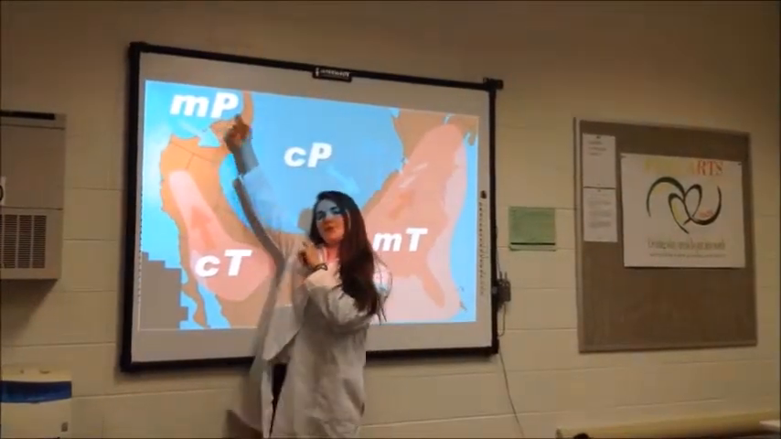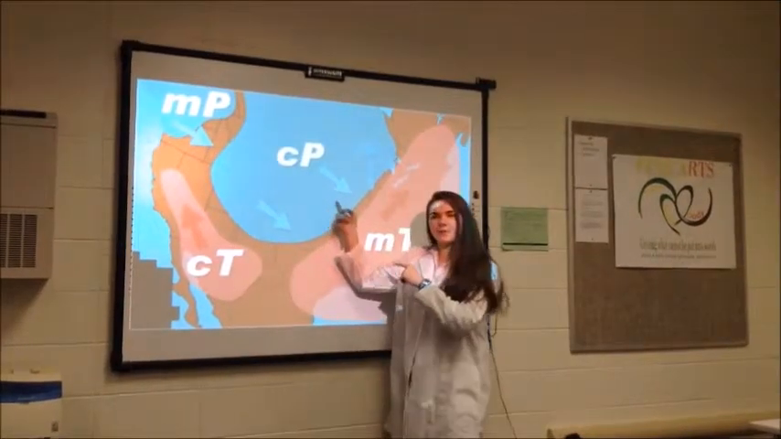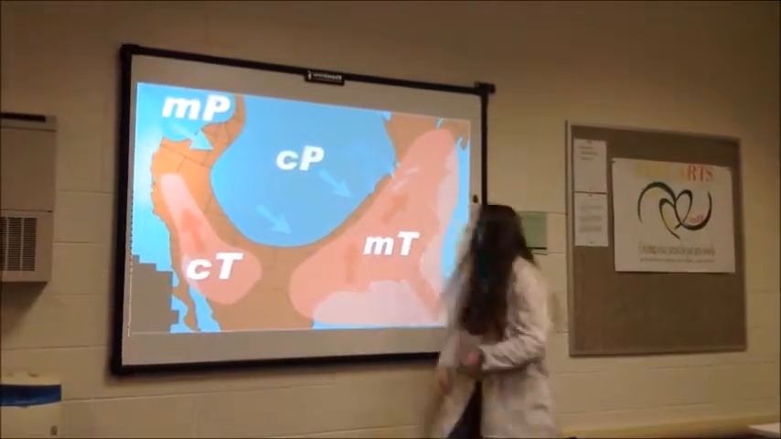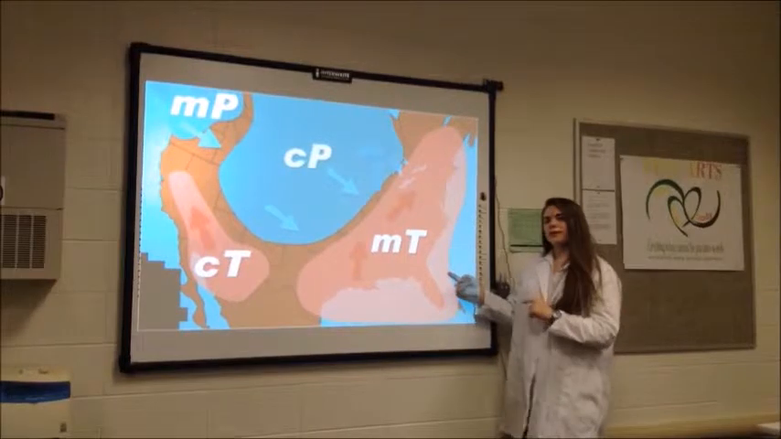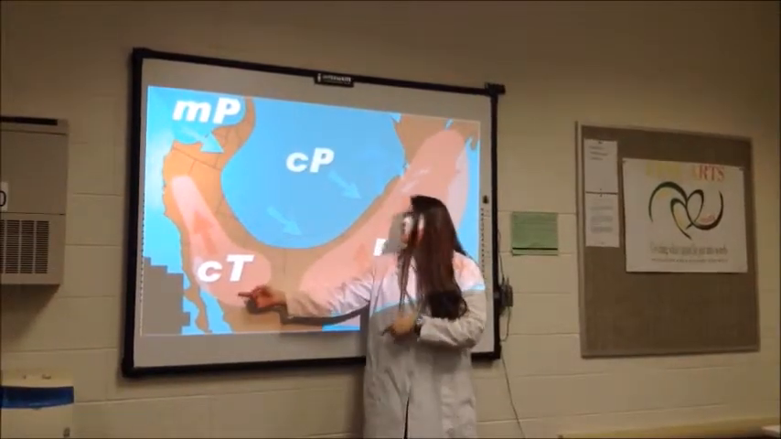Maritime polar, which brings cold and wet conditions. Continental polar, which brings cold and dry conditions. Maritime tropical, which brings warm and wet conditions. And continental tropical, which brings warm and dry conditions. Air fronts are also a part of weather patterns. An air front is the area where two air masses with different temperatures and densities collide, but don't mix.